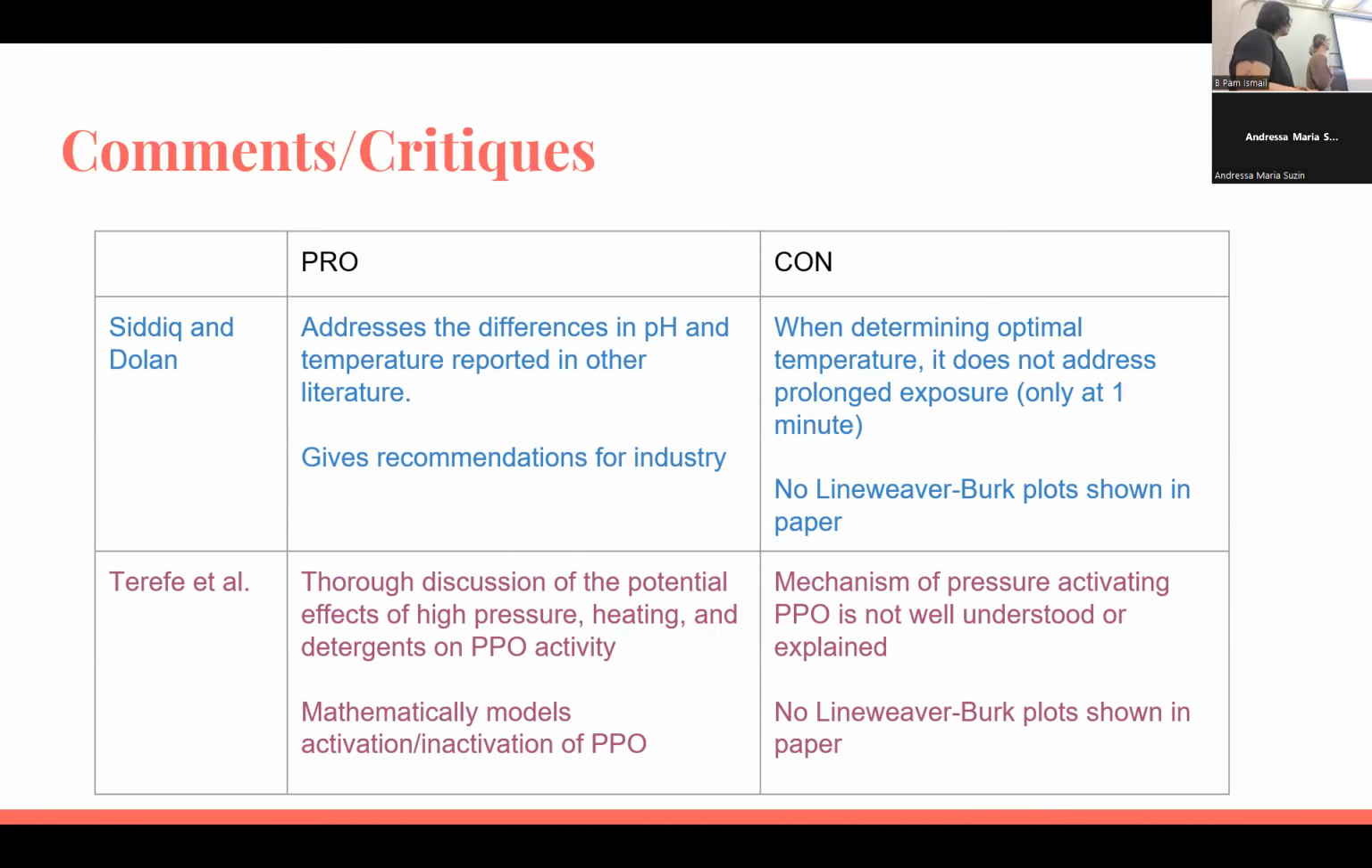So for Siddiq and Milan, I really like that they address the differences in temperature and pHs reported in other literature. And they also give recommendations for industry. However, a couple of cons, when they were determining the optimal temperature, they don't really address prolonged exposure. So they only tested the activity after 1 minute, not perhaps at 10 minutes, which is what the other article did. And they're also missing a lot of plots, like they didn't have an enzyme kinetics plot.